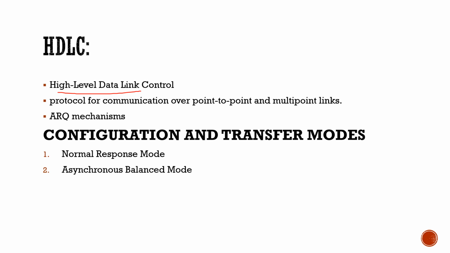It is going to be for both point-to-point and multi-point links. What does it mean? Point-to-point means it is going to be direct communication between two systems or servers. But multi-point is from one to many. It is used in both cases, and here we use the ARQ mechanism. So the ARQ mechanism, as we have discussed earlier, is for error detection, and we use that mechanism also here. And we have two modes in this. One is going to be normal response mode and the other one is asynchronous balanced mode.